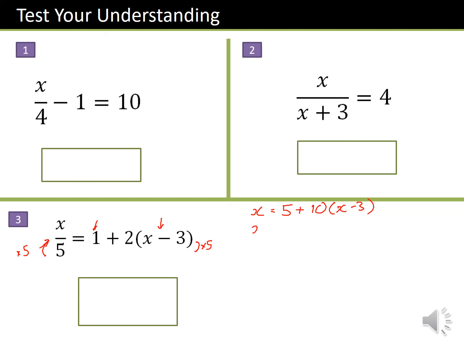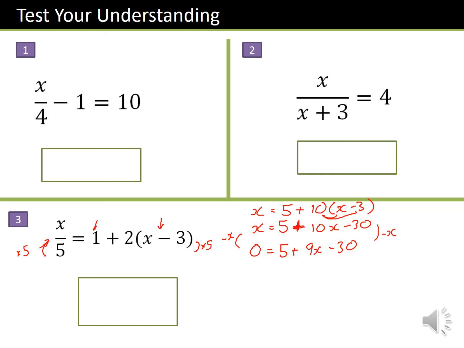Okay, so now I can start to solve. So I've got x equals 5 plus, and you times out this, so I've got 10x minus 30. Well, that should be a plus, I'll just make that a bit neater. And then you can see now I've got two x's, so I'm going to subtract x from both sides to get rid of this x on the left. So I end up with 0 equals 5 plus 9x minus 30, because I had 10x, I've taken away x, that's just given me 9x.